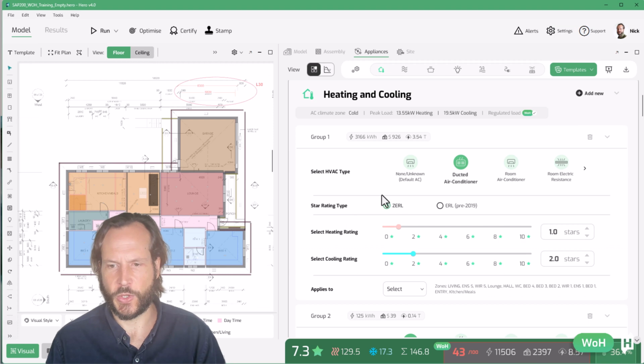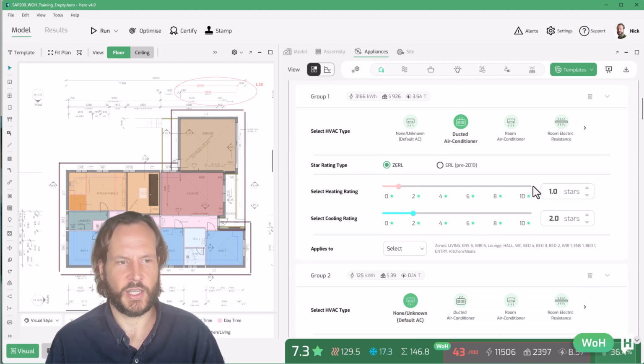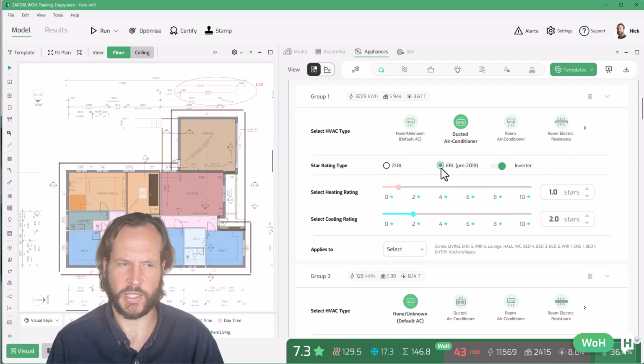So if you're using ZERL, you select this and can select the heating and cooling stars for your climate zone. If you're using ERL, you select this here in Hero, and you actually then need to distinguish whether the unit has an inverter or not. ERL didn't tell us, so you do need to specify that too.